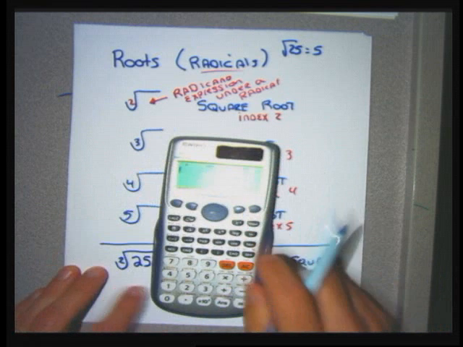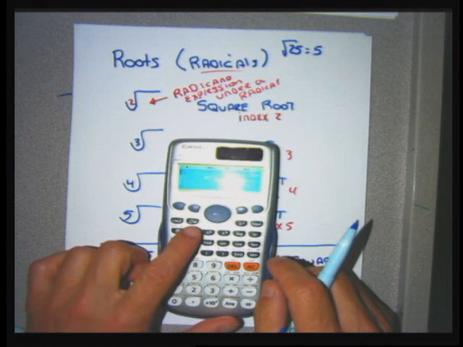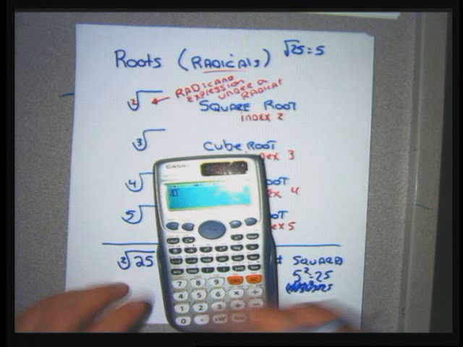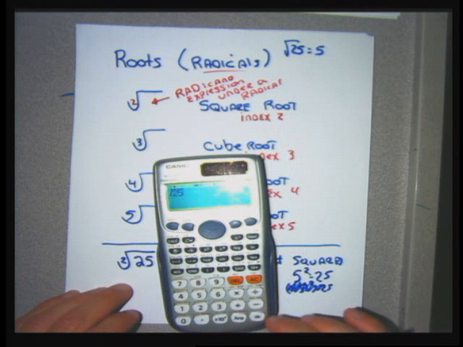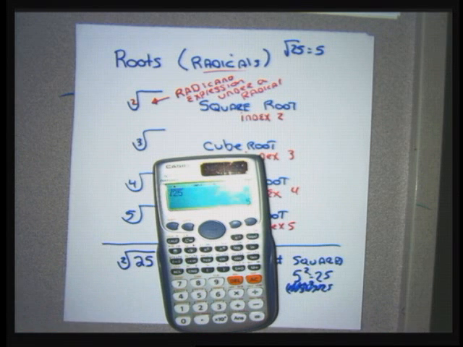On my calculator, to do a square root, there's the square root button. I hit the square root button, type in the radicand, and it will tell me the square root of 25 is 5.